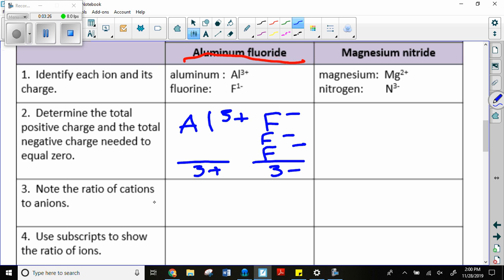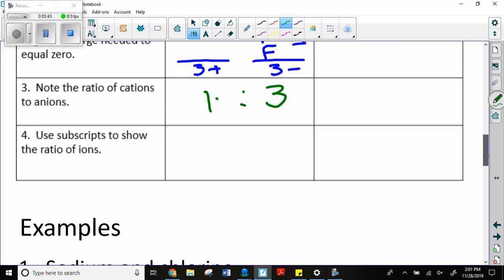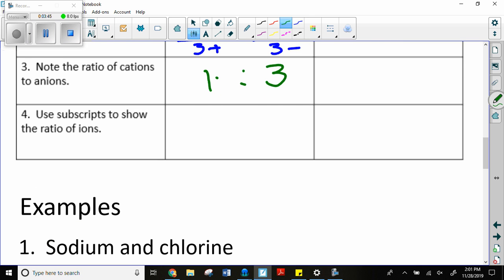Note the ratios of cations to anions. It's a 1 to 3 ratio. So 1, 3, and use the subscripts to show the ratio of ions. So it would be Al, aluminum. I'm going to have to work on my writing on this. So 1 aluminum and 3 fluorines. Okay?